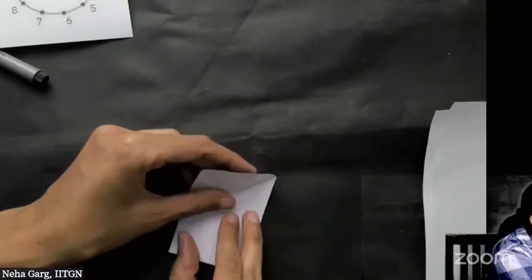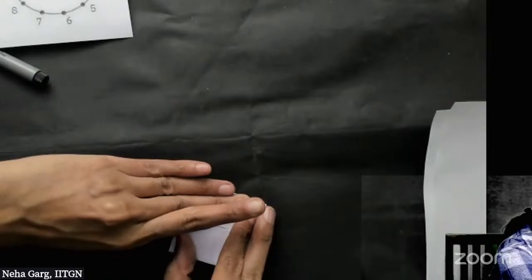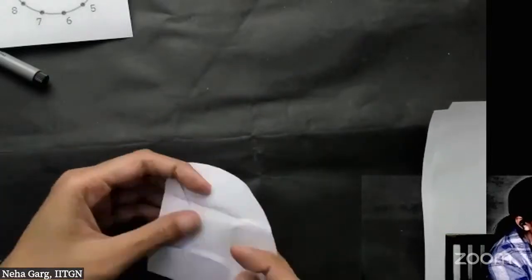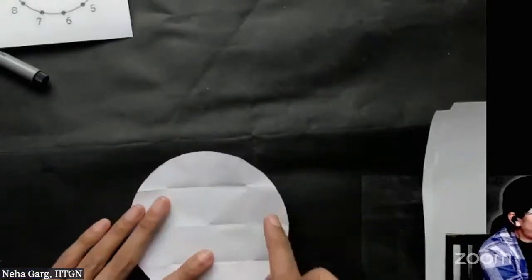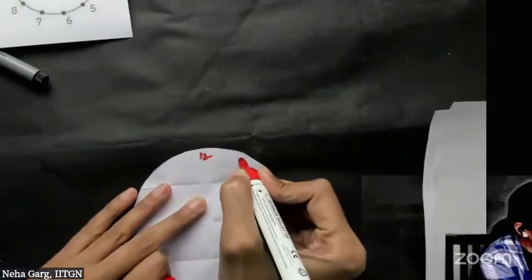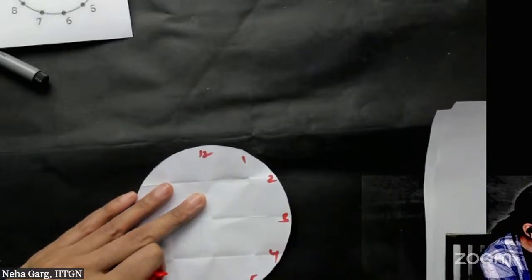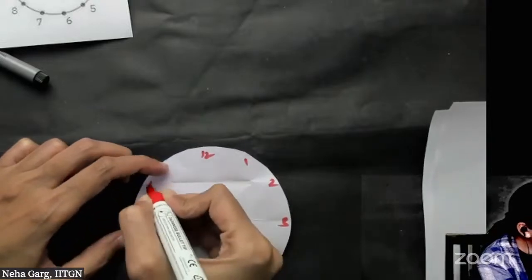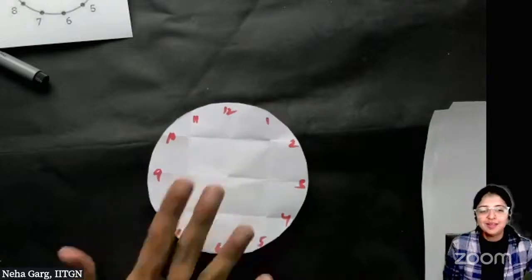And I'll bring this point again at the center of the circle. Okay. So now when I open this, what I will get is 12 points on my circle. If I write this 12, 1, 2, it's like a clock, 4, 5, 6, 7, 8, 9, and 10, 11. So we have 12 equidistant points on our circle.